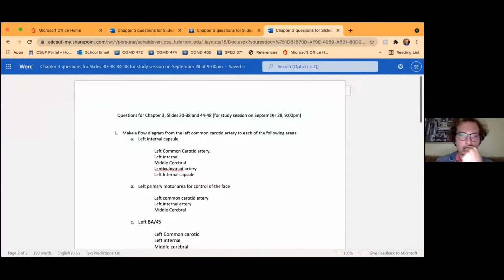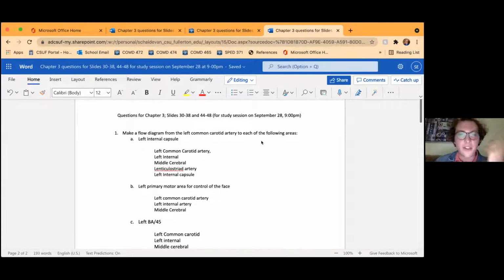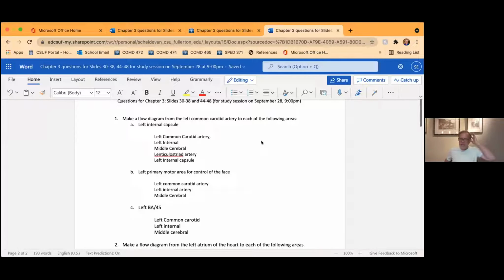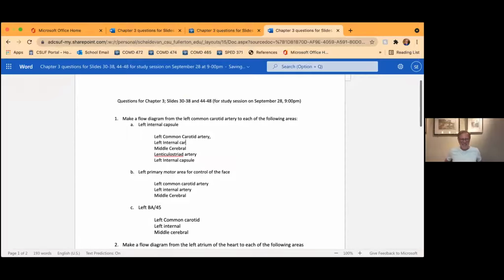So we had the first one, which is the left internal capsule. Where we're starting is the left common carotid artery. Then we'll go into the internal branch of the common carotid artery, not the external. You're absolutely right. Just be complete. So you'd say the left internal carotid artery. Not the left internal common carotid artery, just the name of it is the left internal carotid artery. Okay, perfect.